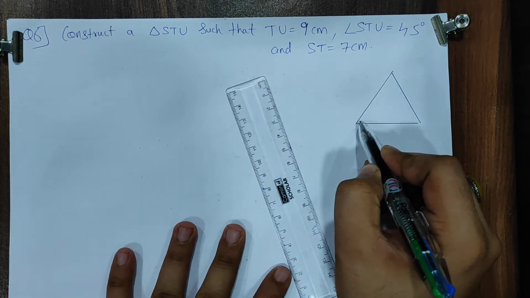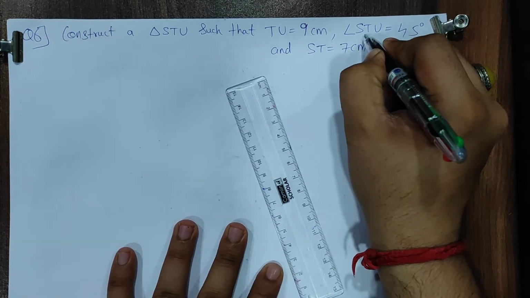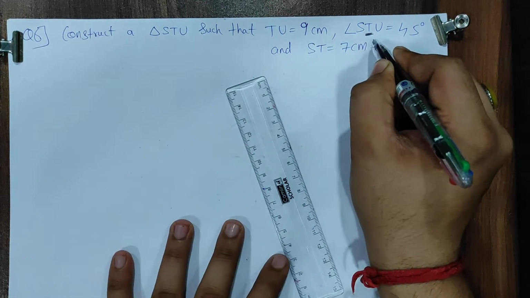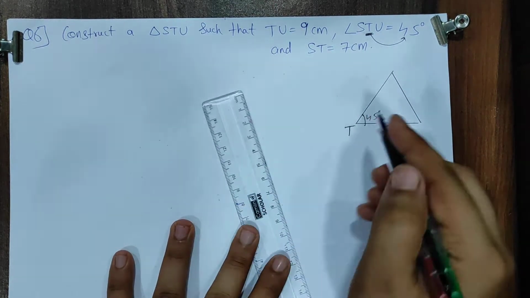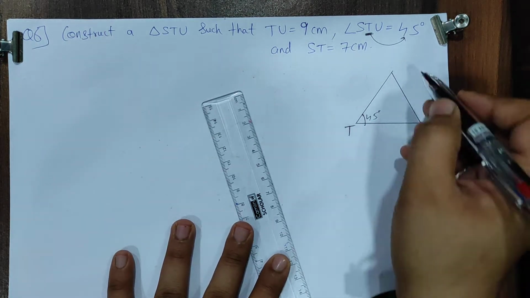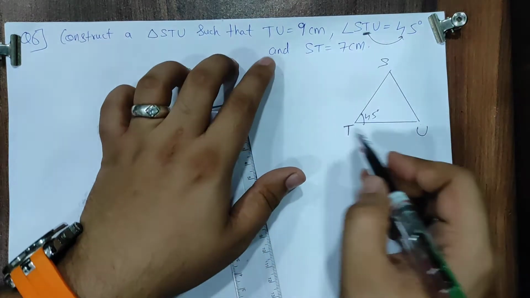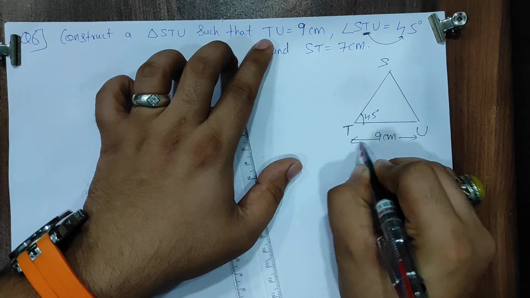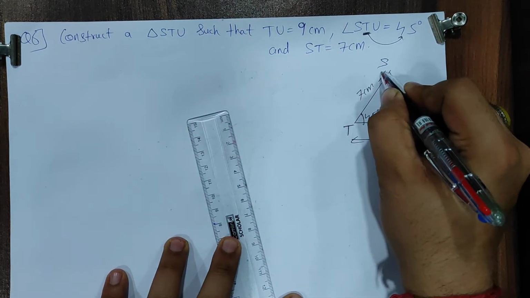It's upon me. I can take here or here. I'll take here as 45 degree. You can also take it here. Now see here, angle STU, the central alphabet T is 45 basically. So this should be T. Now it's upon you. You take this as S and this as U, or you take this as U or this as S. I'll take this as S, and this as U. Now is TU given to me? Yes, TU is 9 centimeter. And ST, what about ST? Yes, ST is also given 7 centimeter. It's so simple now, students.